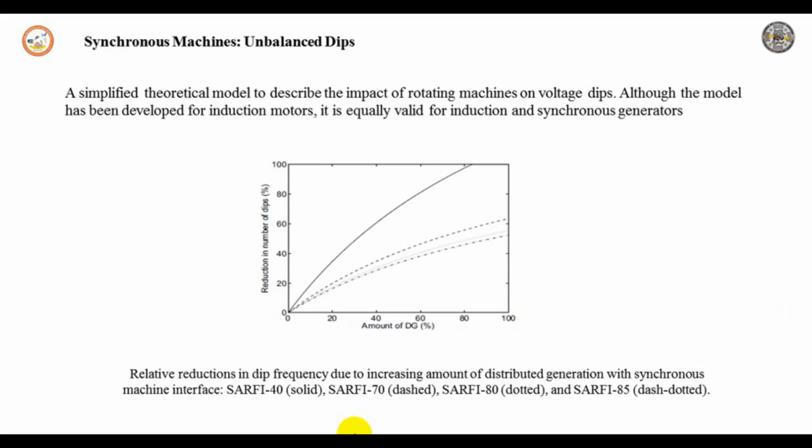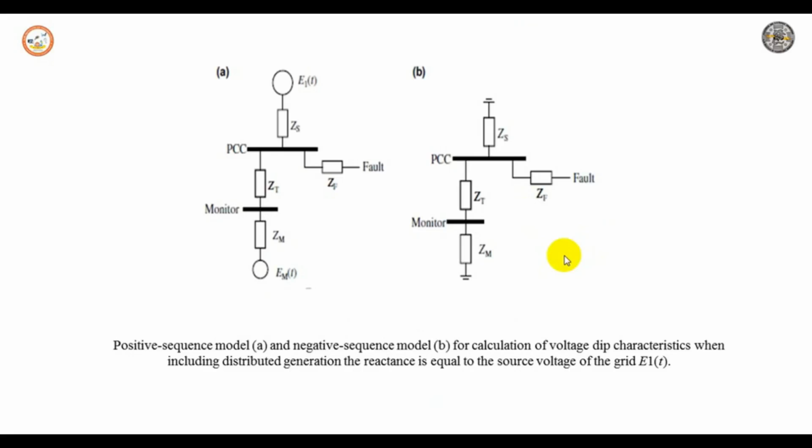Here we will apply this model to a distribution system with a synchronous or induction generator. The basic model is shown in the figure. The rotating machine, whether an induction machine or a synchronous machine, is modeled as a voltage source behind a reactance for the positive sequence voltage, and as a constant impedance for the negative sequence voltage. This model has been confirmed by both measurements and simulations. For a synchronous generator, the voltage Em of t is constant. This voltage depends upon the reactive power exchange between the generator and the grid. The more reactive power produced by the generator, the higher its magnitude.